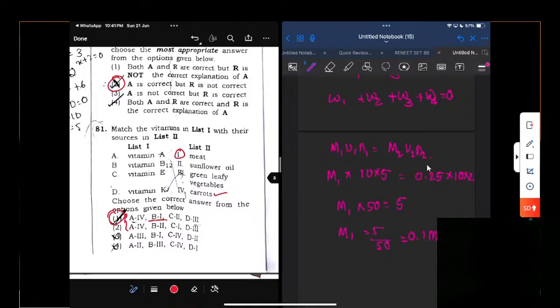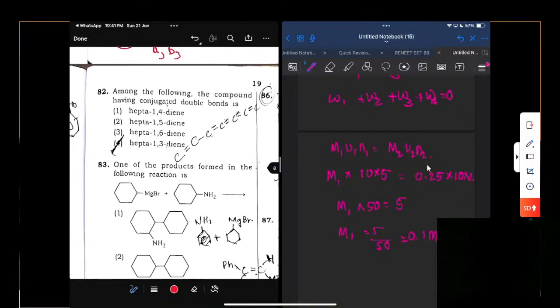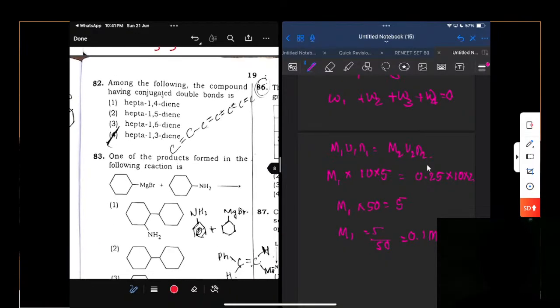Option 1 is correct. Okay, next question. Among the following, the compound having conjugated double bond is, which one has conjugated double bond? Hepta 1,3 diene. Conjugated means one single bond, one double bond, which is present in hepta 1,3 diene.